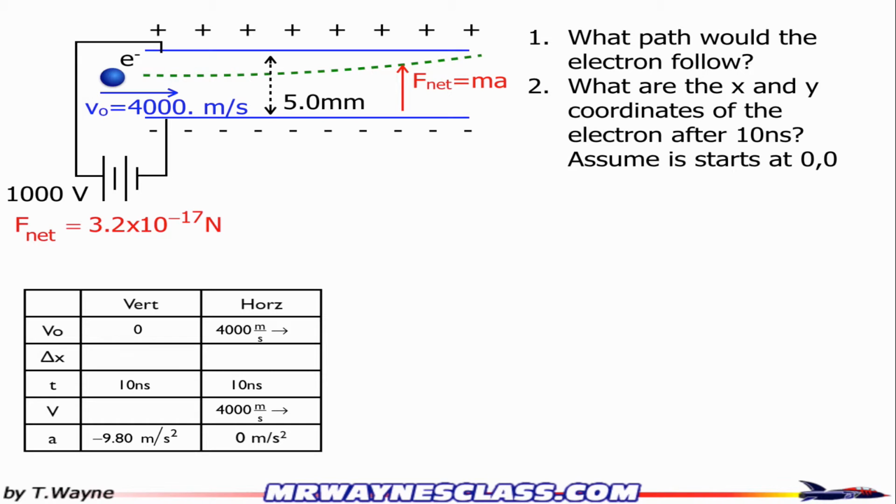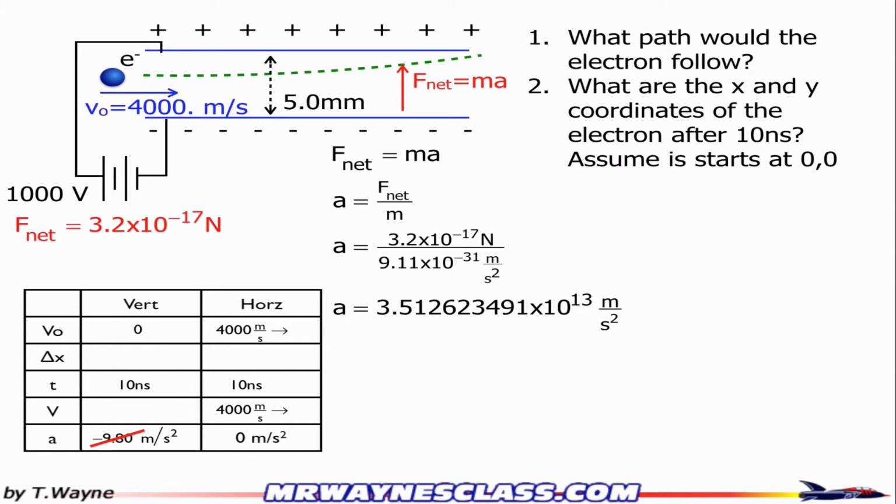So now what I've got to do is find the acceleration. And I know that vertically, it's not going to be negative 9.8. So I'm going to use F equals ma to find the net acceleration. So a is equal to force over mass. The acceleration is 3.2 times 10 to the negative 17 divided by the mass of the electron, to give me 3.51 times 10 to the 13 meters per second squared. That's what I'm going to use for my acceleration, 3.5126 times 10 to the 13 meters per second squared.